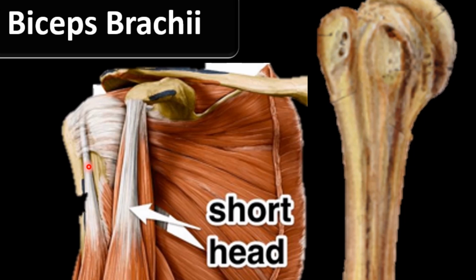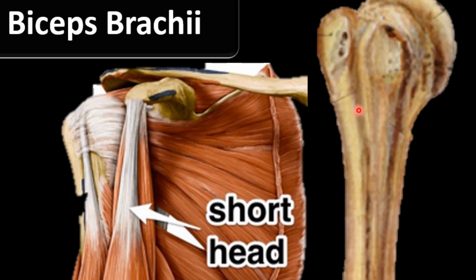As it passes through, we also see it passing through this part of the humerus, that is between the two tubercles of the humerus. Remember the osteology of the humerus: here is the lesser tubercle of the humerus, and here is the greater tubercle. So we see this tendon passing between these two tubercles, and this groove where it passes through is called the intertubercular groove or intertubercular sulcus.